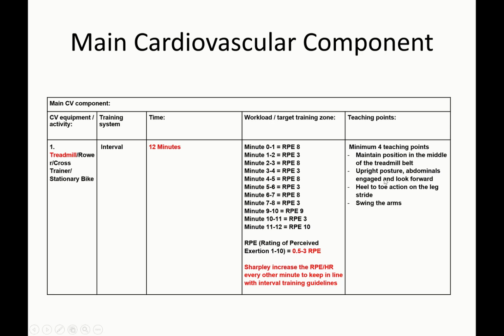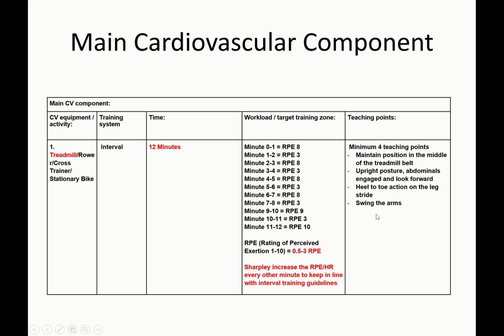So we've identified the RPE through each one of the minutes, and that's what we expect if you are to do interval training on your cardiovascular session plan. Once again, there is an example of what RPE means, and again we've said that we're going to sharply increase the RPE or heart rate. Again, you can choose to use heart rate readings every other minute if you so wish, to keep in guidelines with interval training. And once more, we've provided 4 teaching points.